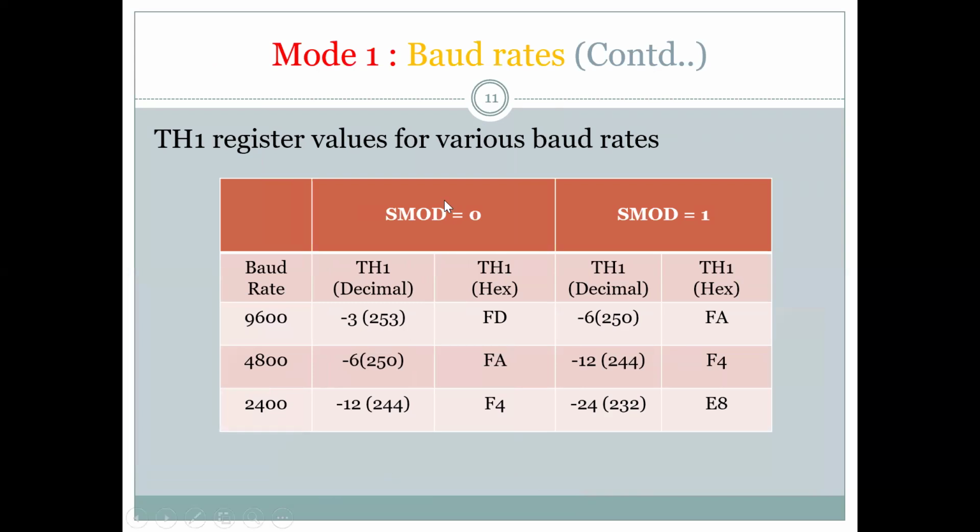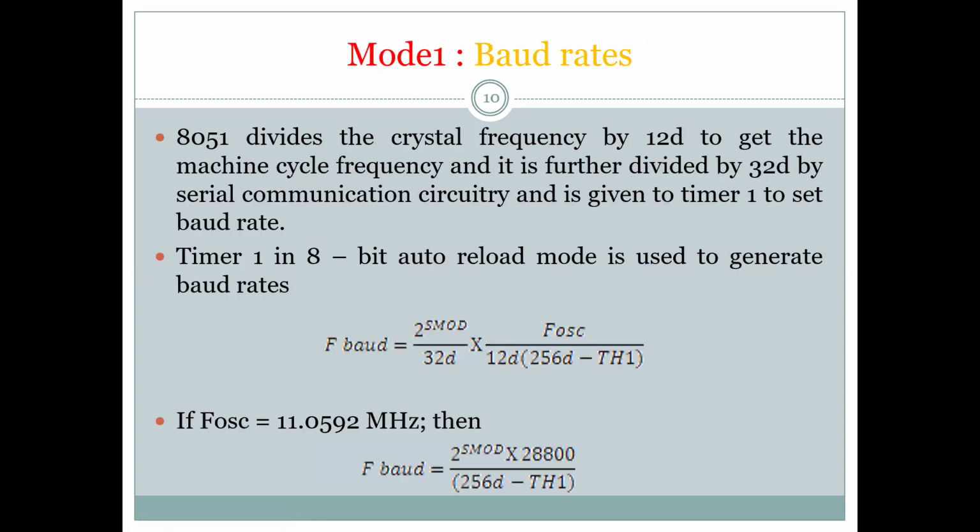Similarly, if my TH1 is FA, which is nothing but 250, then my baud rate is 4800. For the same value, if SMOD is 1, I can achieve a baud rate of 9600. So likewise, for the given baud rate, use this formula to compute your initial count to be loaded in the TH1 register, by which you can start your baud rate count.